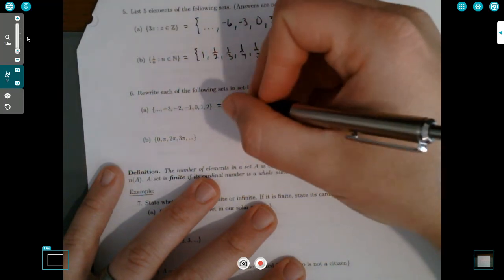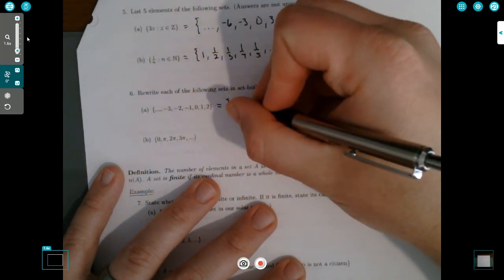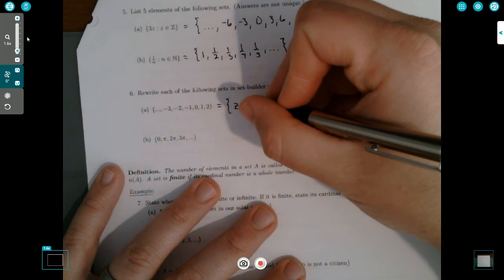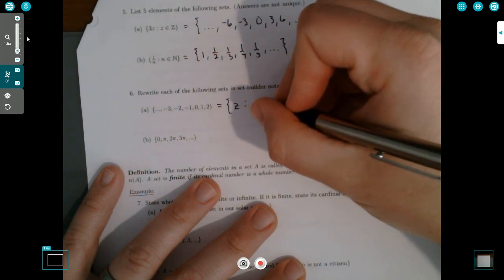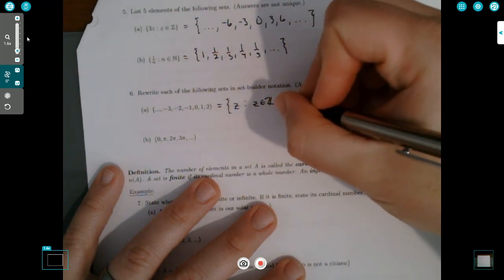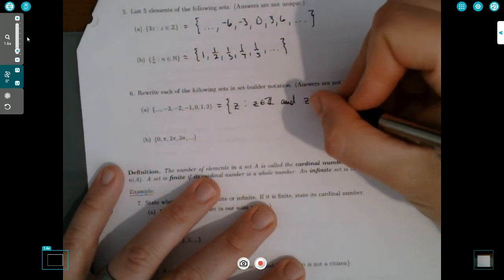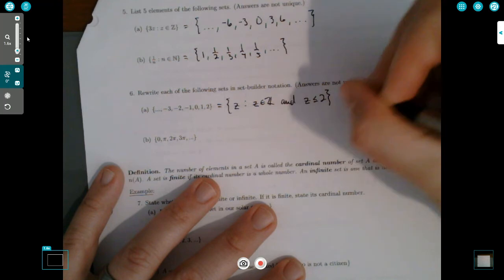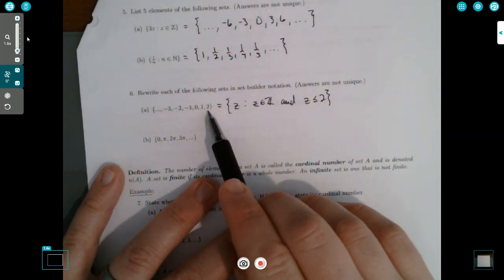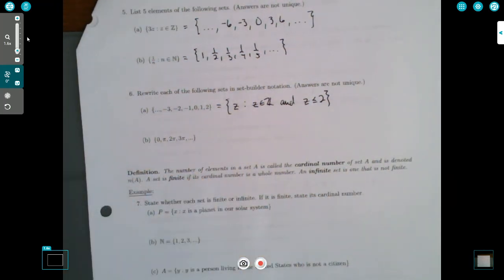So I'm going to say this is going to be the set of all z, where z is an integer and z is less than or equal to 2. Right? It's got to be less than or equal to 2 because it stops at 2.